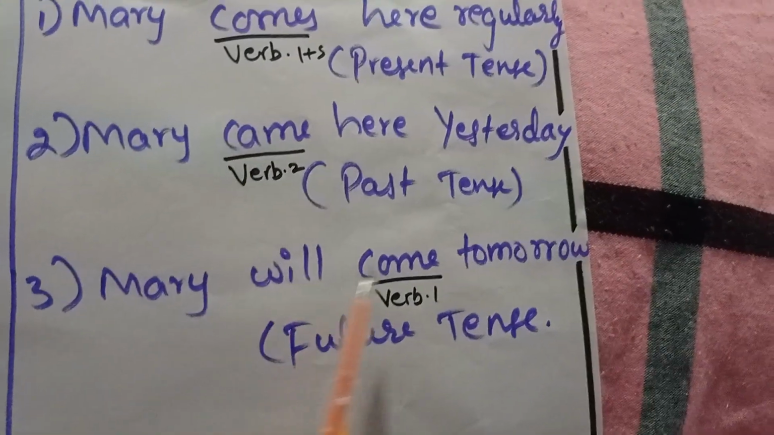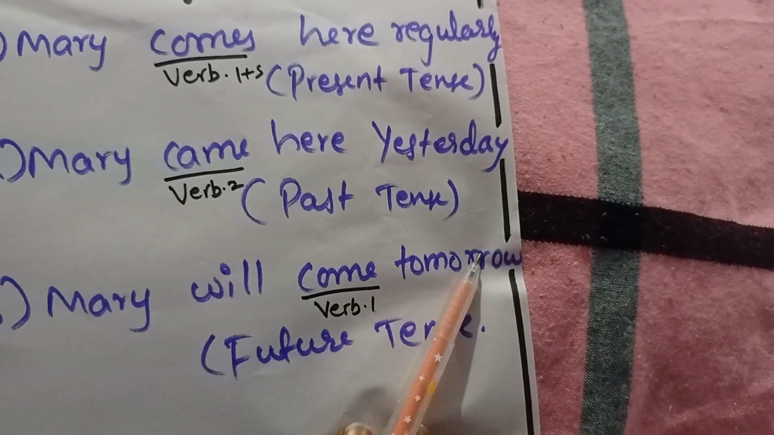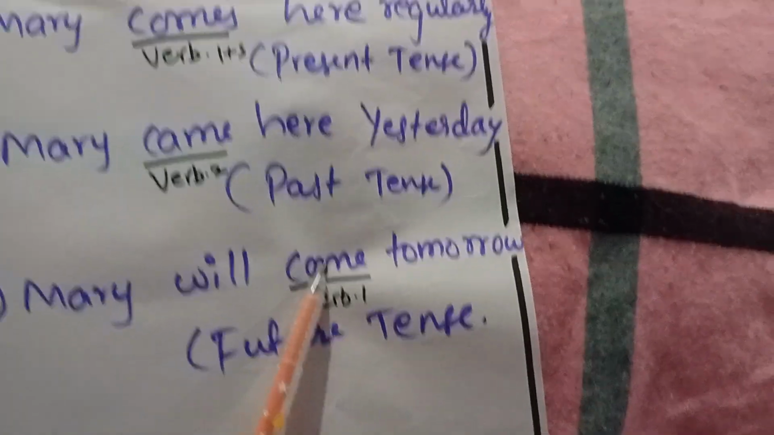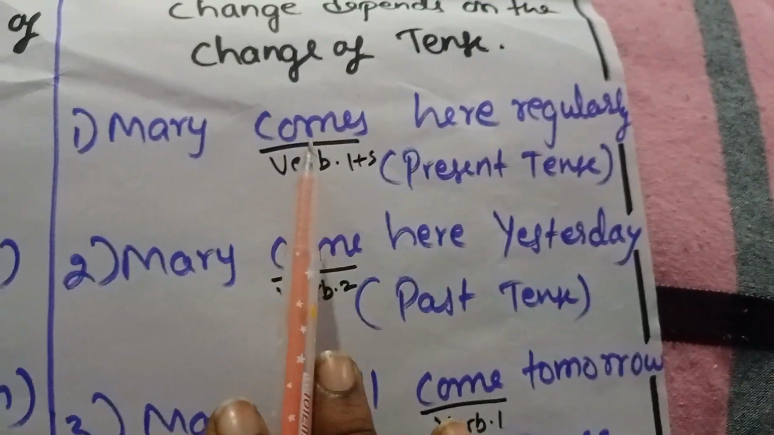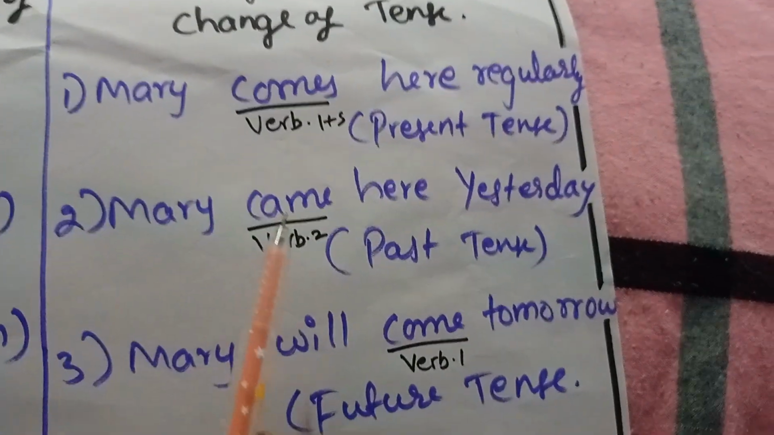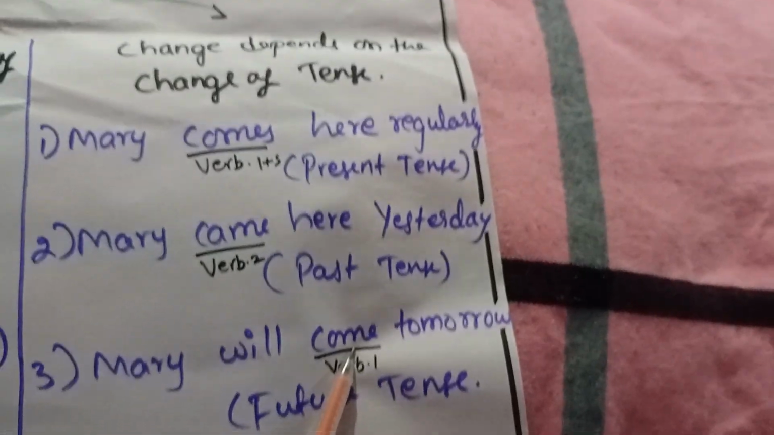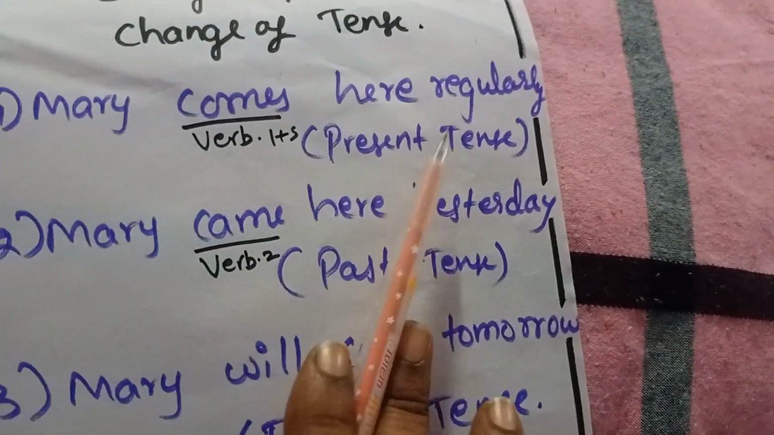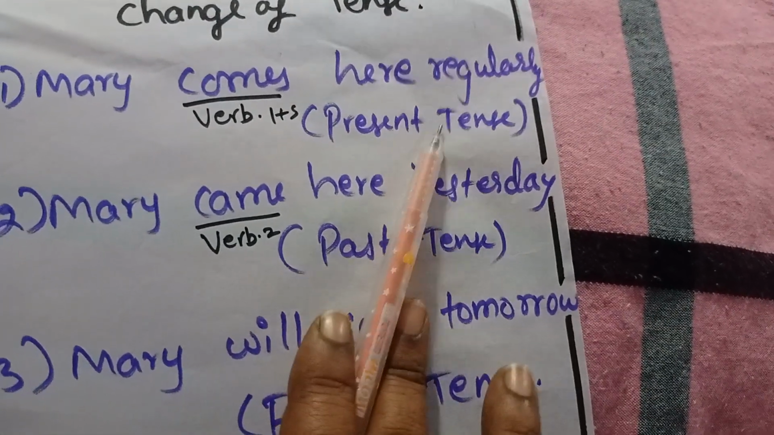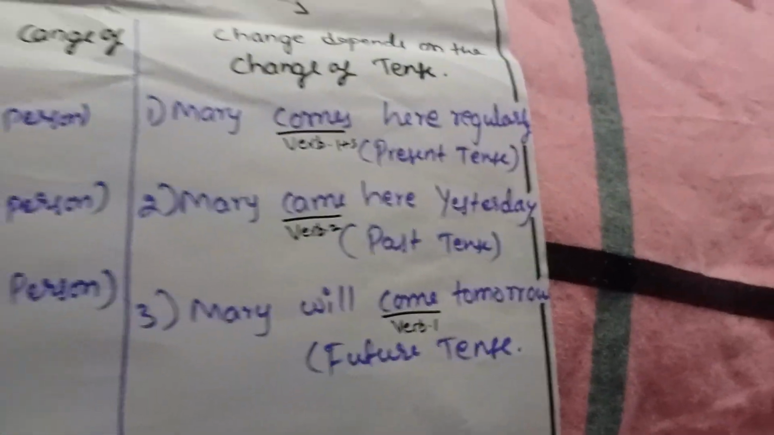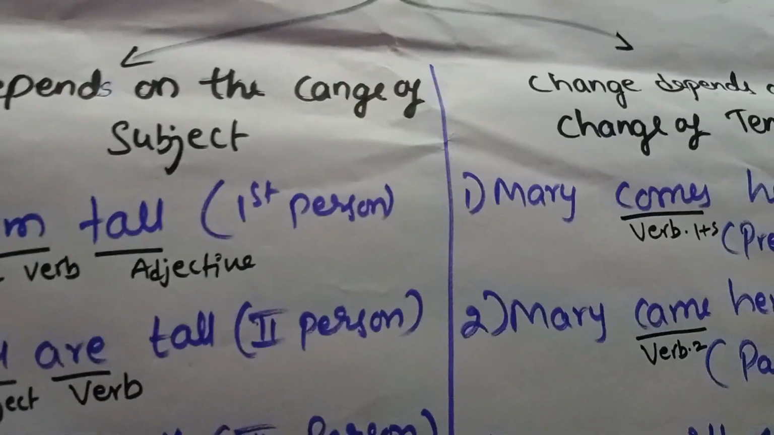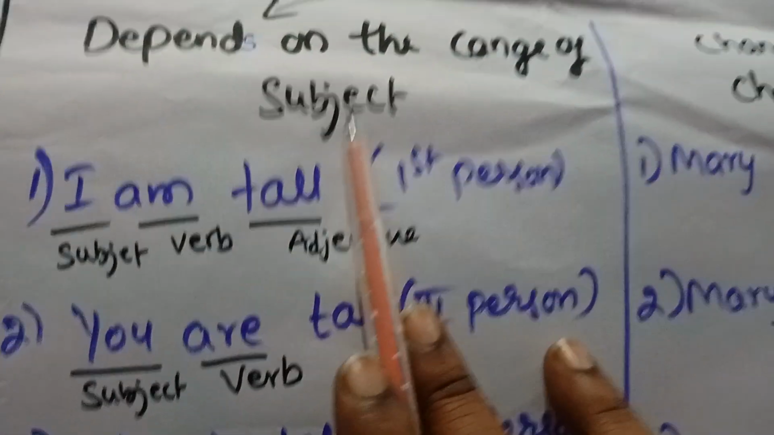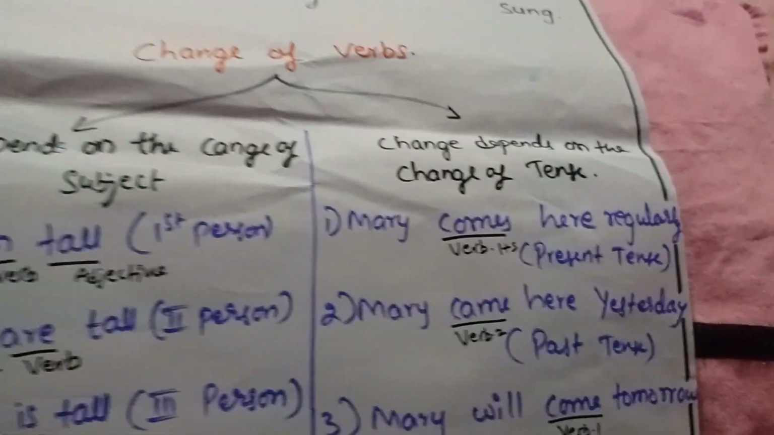Next, Mary will come tomorrow. See, in the future tense, verb 1, come. So here we used the verb comes, came, come. So here the verb changed based on the tense of the sentence. So we have to identify the verb by the subject and by the tense.